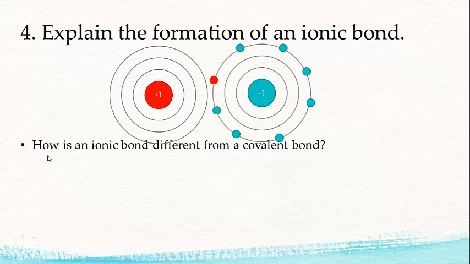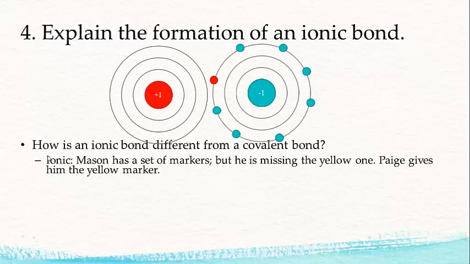How is this different from a covalent bond? So an example of an ionic bond. Let's say that Mason has a set of markers, but he's missing the yellow one. So Paige gives him the yellow marker. One atom gave the marker, aka the electron, to another atom. This would be an ionic bond. 1 electron or more is transferred to another atom.